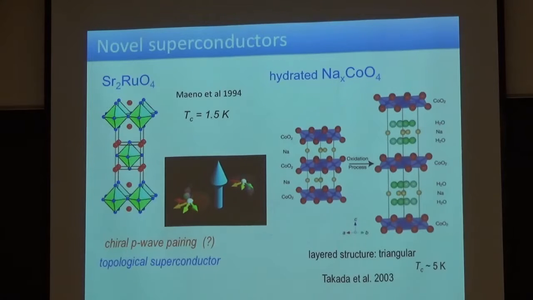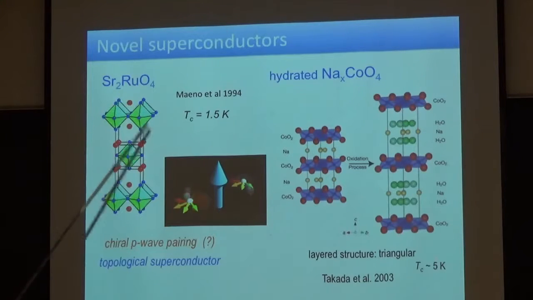Then one system which we studied very thoroughly is strontium-2 ruthenium 04. This has a crystal structure which is very similar to what you find in the cuprates, and this is a good candidate for a so-called chiral p-wave pairing state. This is a topological superconductor, and my Japanese colleagues have depicted this in that way. Chirality is expressed by this arrow representing angular momentum, and these are spins of the Cooper pairs. Equal spin pairing is represented that way. So I hope we will have time also to talk a little bit more about this.